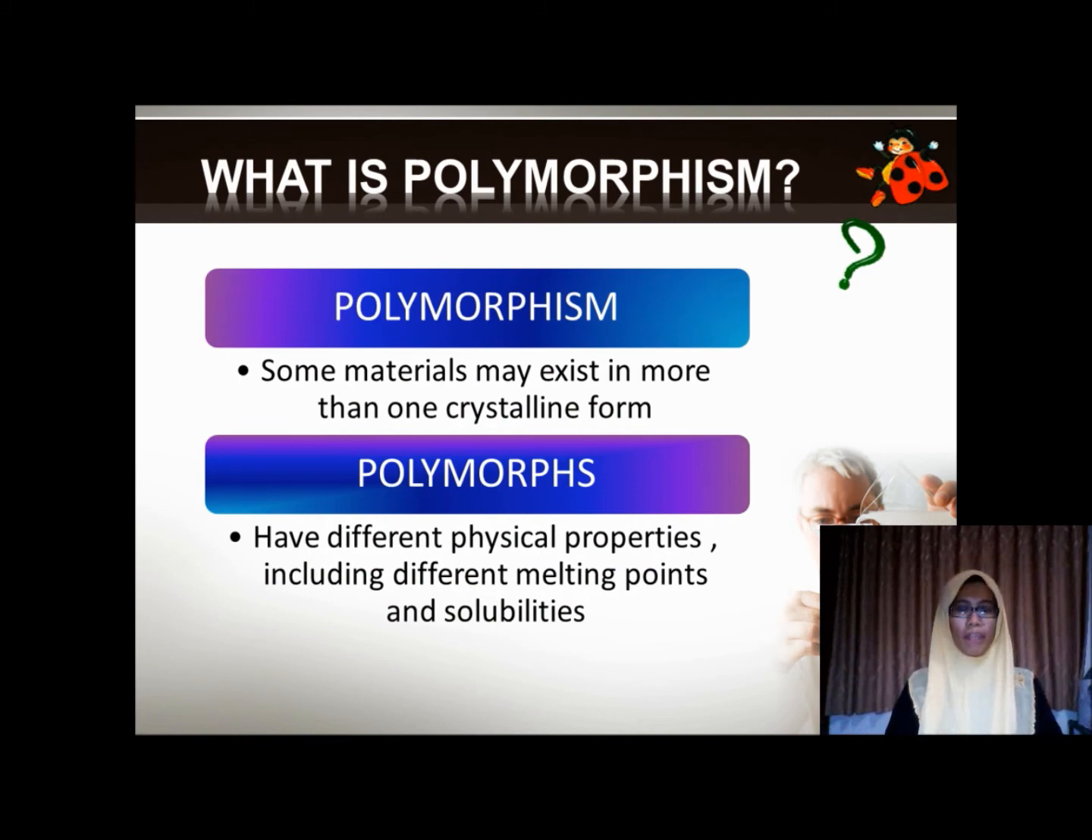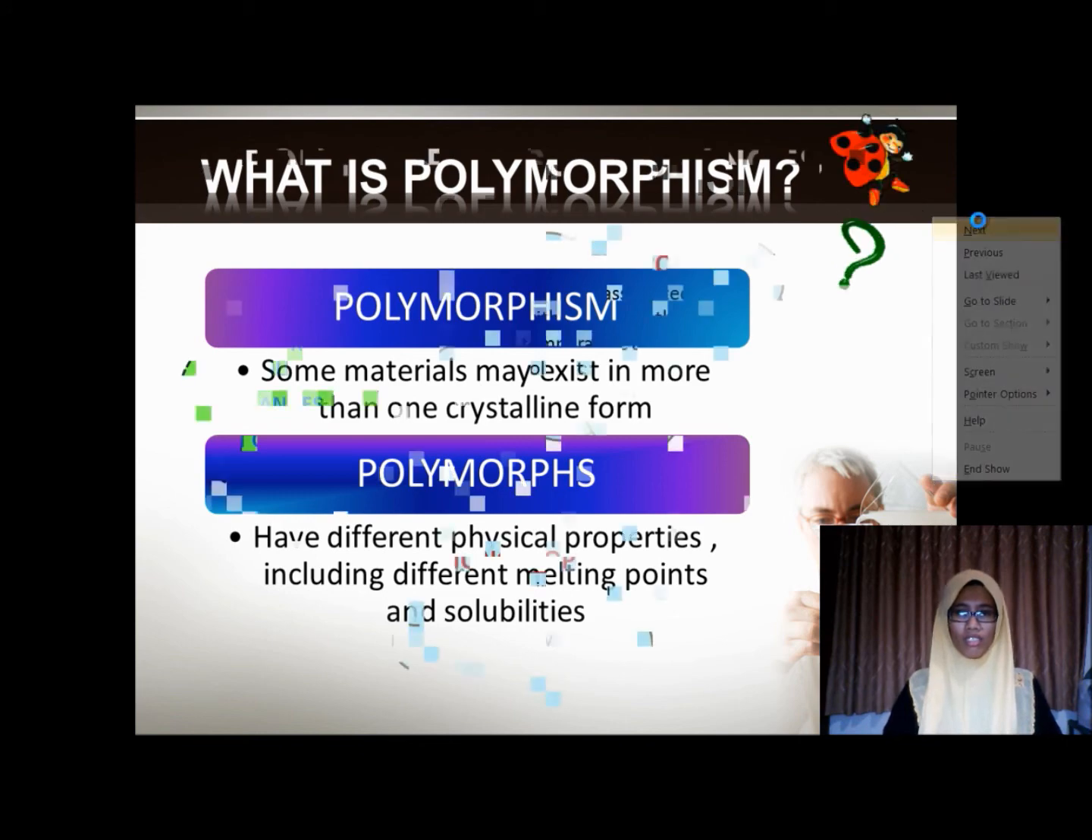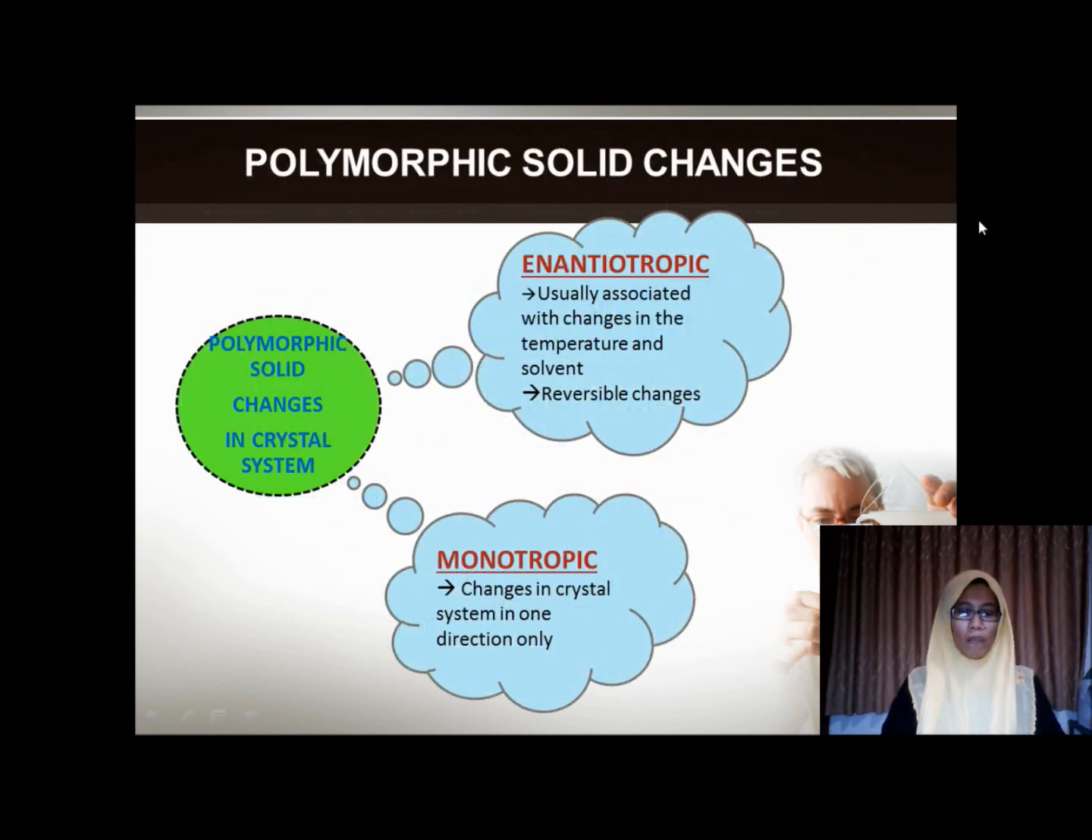What is polymorphism? Some materials may exist in more than one crystalline form, which we call polymorphism. Materials that have this property, we call polymorphs. Polymorphs have different physical properties, including different melting points and stabilities. A polymorphic solid may change its crystal system in two ways, which are monotropic and enantiotropic. Monotropic is changing crystal system in one direction only. Enantiotropic is reversible changing and usually is associated with change in temperature or solvent.